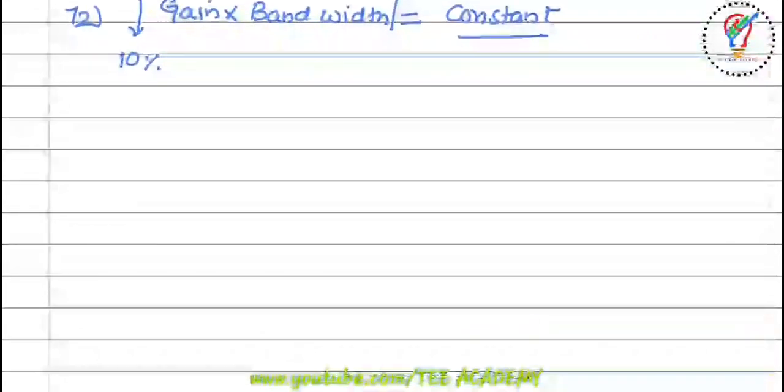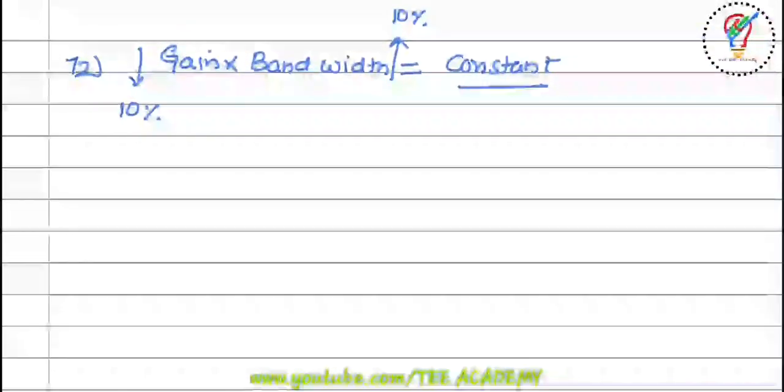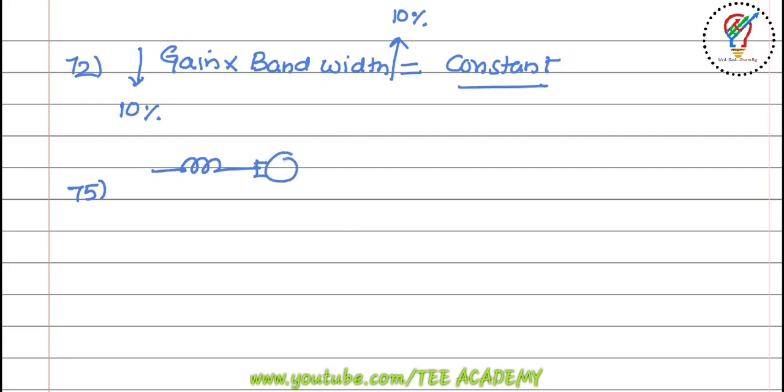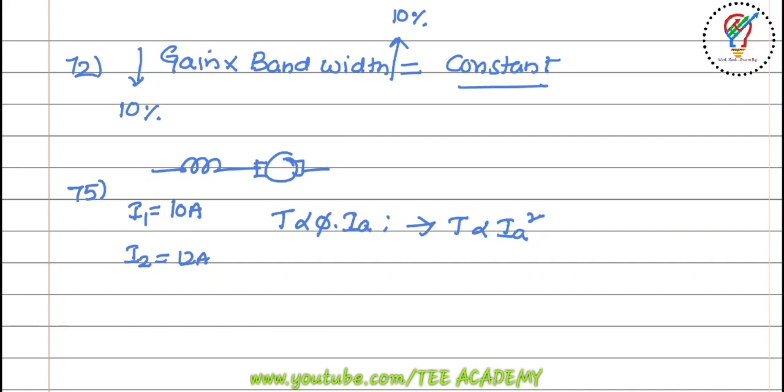Let me take the 75th question now. In the 75th question, first there is a DC series motor. In the first case it is drawing a current of 10 amperes, and in the next case it is drawing a current of 12 amperes. Now what is the torque here? For a DC series motor, the general relationship is T proportional to phi into Ia. Especially for a DC series motor, phi and Ia become equal, so T is proportional to Ia square, or I1 square and I2 square.